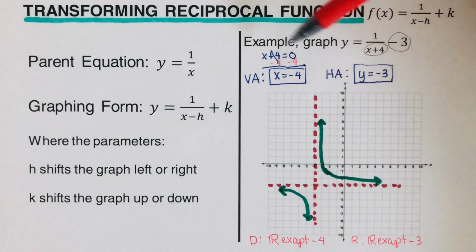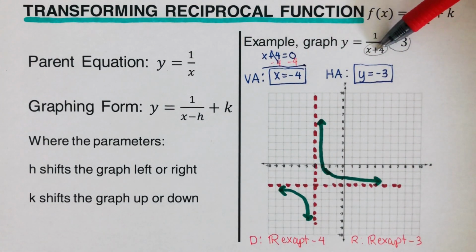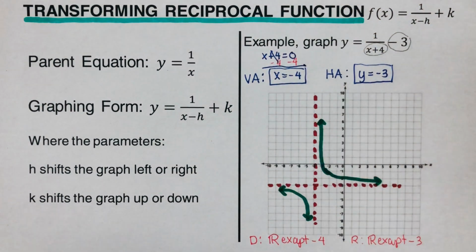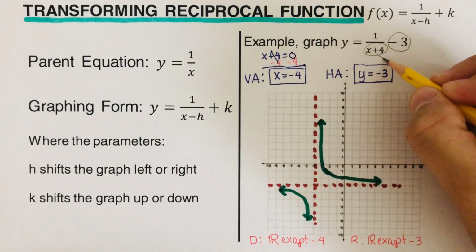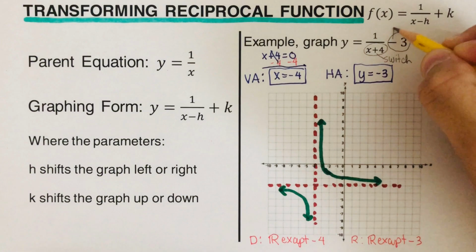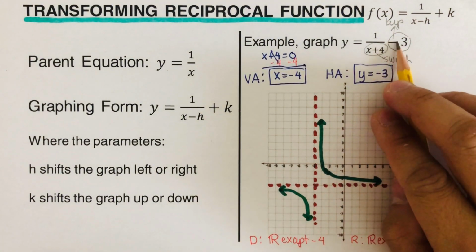So without having to do all this work, the vertical asymptote would just be the opposite of this. As you can see, this is plus 4, so that means it's a minus 4. This one right here, we are supposed to keep the sign. This one right here, we're supposed to switch the sign. So switch the sign of that, and we keep the sign of this. That means to switch and keep.